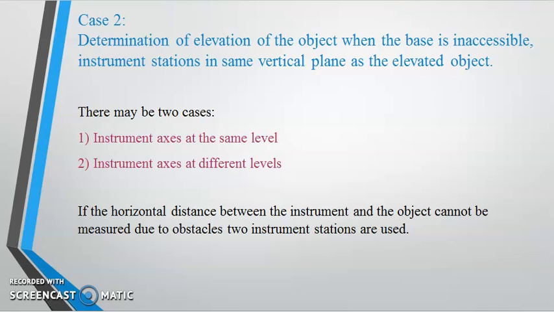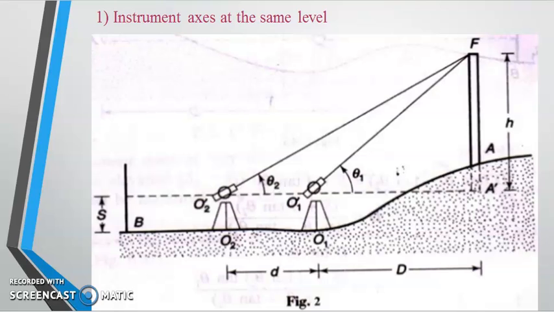So if you see the diagram here, this is the first case wherein the instrument exists at the same level. So this is our vertical object, that is FA. The base of the object is inaccessible to us as there is an elevation change. The terrain is different, so we cannot measure the horizontal distance from any point, otherwise it will be an error if you measure. So the base of the object is inaccessible to us. That is the reason we have two instrument stations.